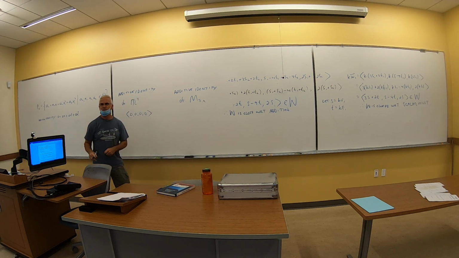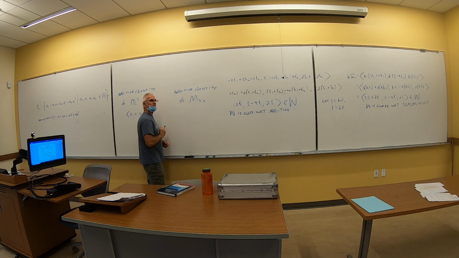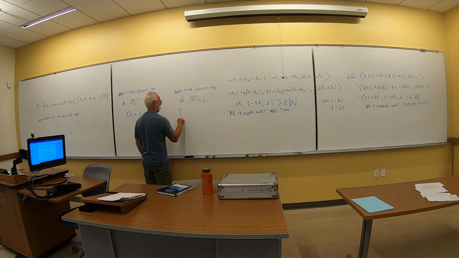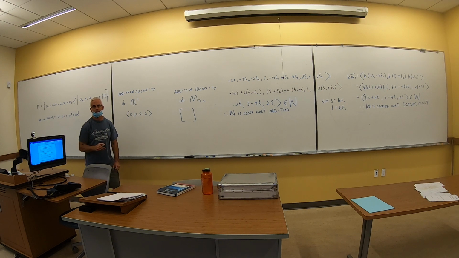The additive identity of M22. So what is M22? It's the set of all 2 by 2 matrices. So I want the additive identity.